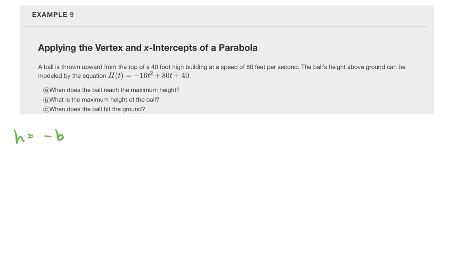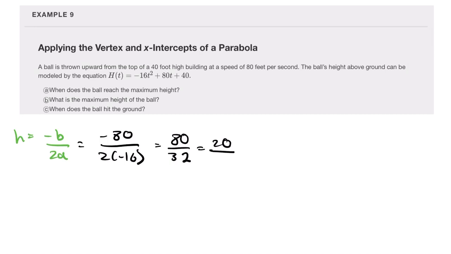h equals negative b over 2a. So that's going to be negative 80 over 2 times negative 16. So that's 32. 40 over 16, you can divide by 4. It's 20 over 8. Looks like we can divide by 4 again. 5 over 2. So I think both of those are divisible by 16.